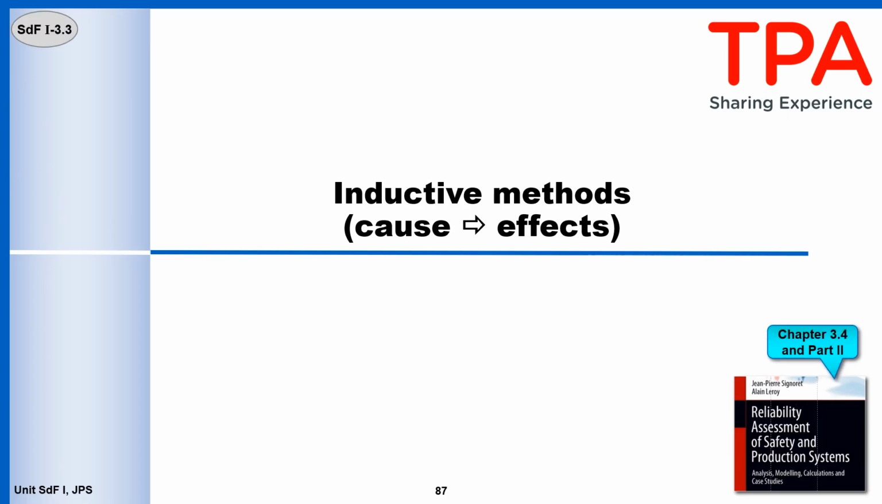And now, we are going to introduce the primary dysfunctional analysis. They are inductive in nature, as the reasoning aims at identifying the effects resulting from given causes. This is described in Chapter 3.4 and Part 2 of the reference book.